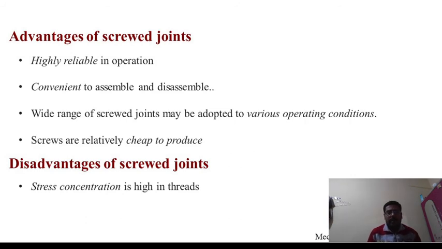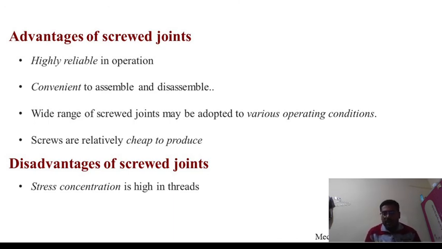The fourth one is that screws are relatively cheap to produce. This is the main point and the main purpose of using screw joints. Screws are relatively cheap, whether in mass production, batch production or whatever type of production. They are very cheap and can be easily manufactured. So these are the main advantages of screw joints.